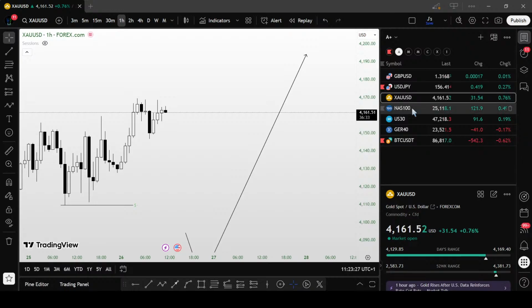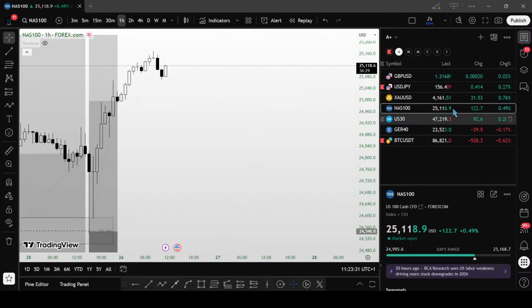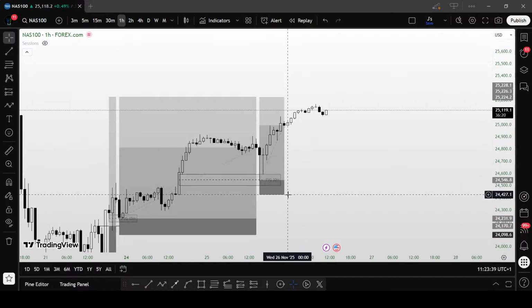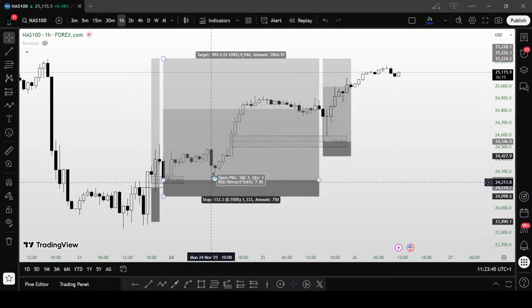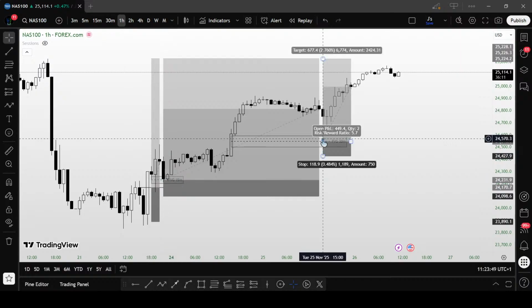Now let's check some of the indices. All right, indices have been over delivering this time around. I feel like it's easier to trade indices now than to trade currency this week around this area. Okay, this was from Friday. I did not take this one. This one was on Monday morning, early hours of Monday. This one was on Tuesday.